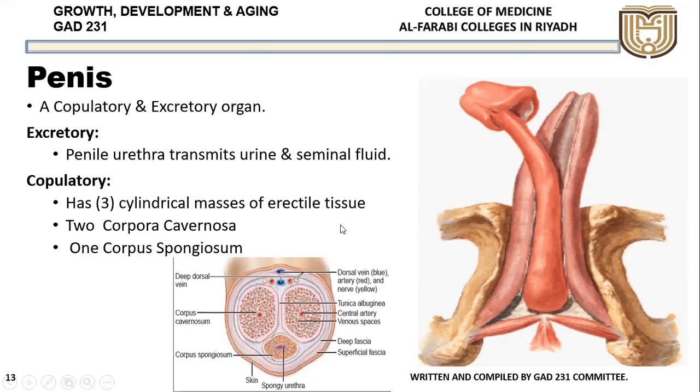There are three cylindrical masses of erectile tissue which help in erection of the penis. There are two corpora cavernosa. Cavernosa means spaces, where the blood will come and help in erection. Then we have the corpus spongiosum, within which we can see the spongy urethra. The urethra is present in the corpus spongiosum.